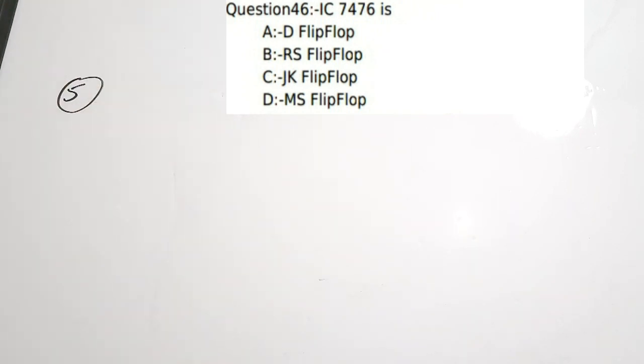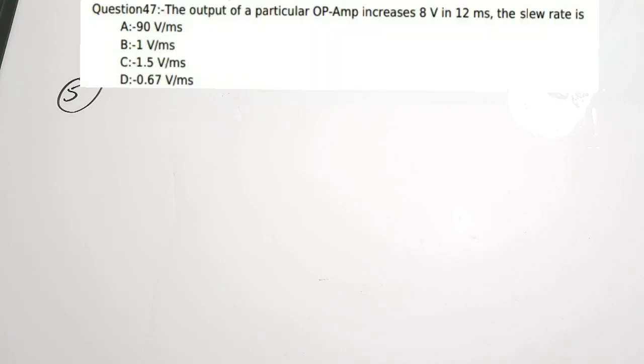That is the fifth question. The output of a particular op-amp increases 8 volt in 12 milliseconds. The slew rate is dash. If you know the definition of slew rate, you can answer this question. Slew rate is defined as the rate of change of voltage with respect to time. That is actually slew rate.